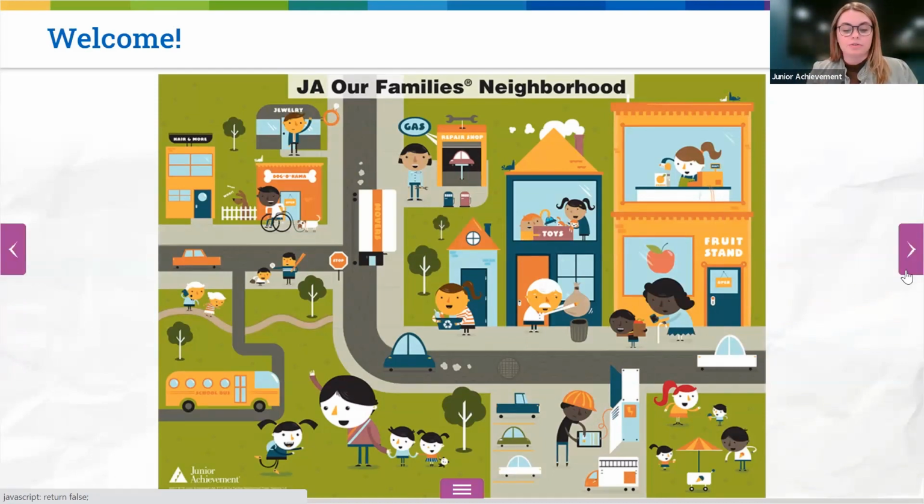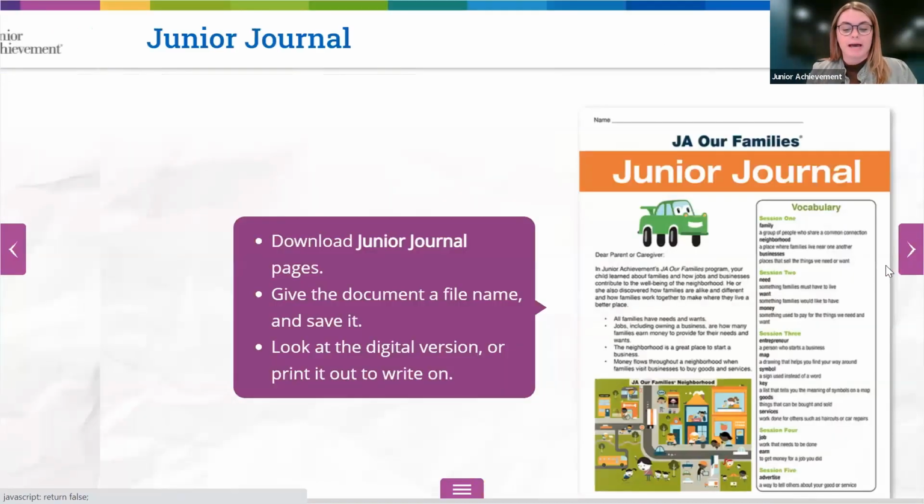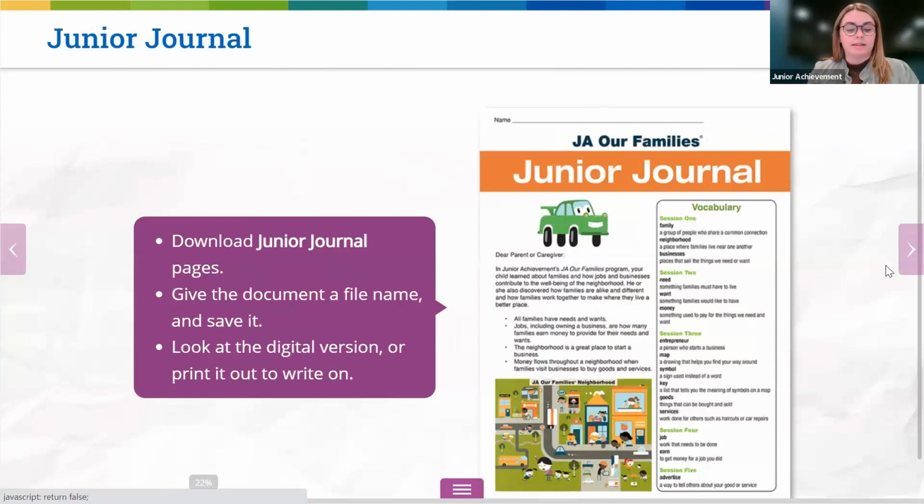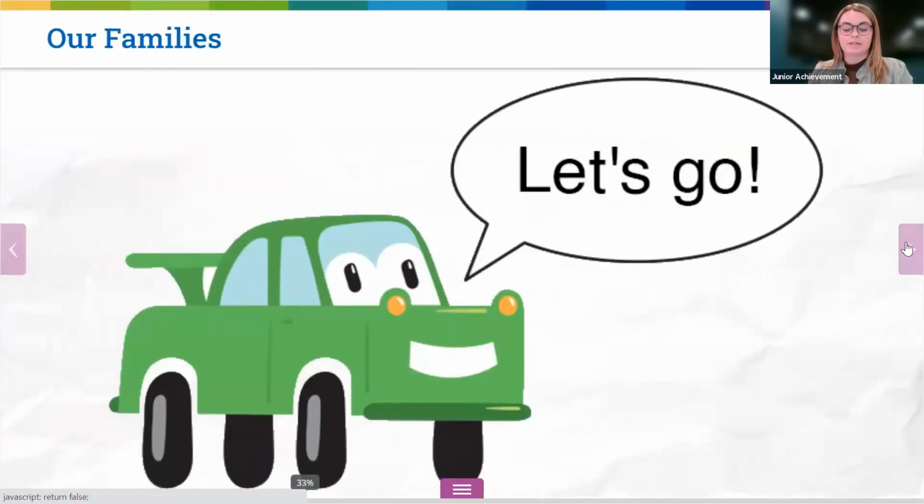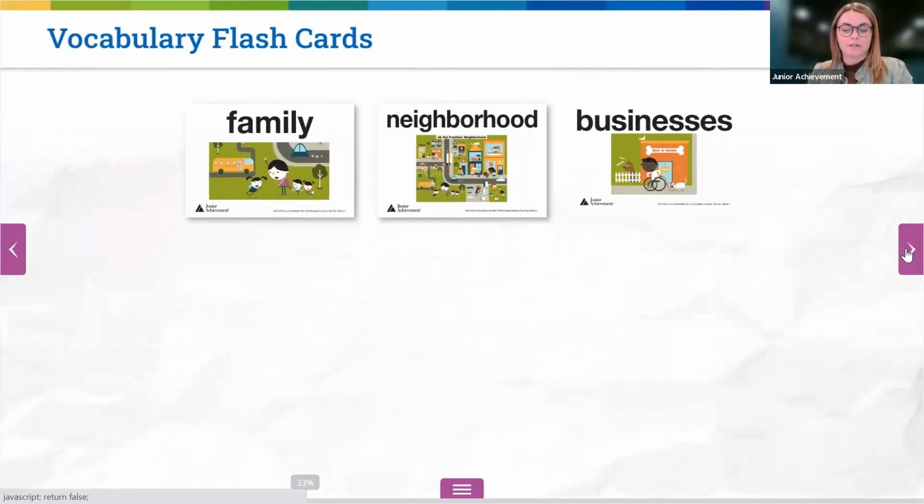This slideshow shows a picture of the junior journal packet. You will need this later on in the lesson. I recommend handing the junior journal packet out later so that it doesn't become distracting for your students if you hand it out right now. The next slide showcases this session's vocabulary terms.